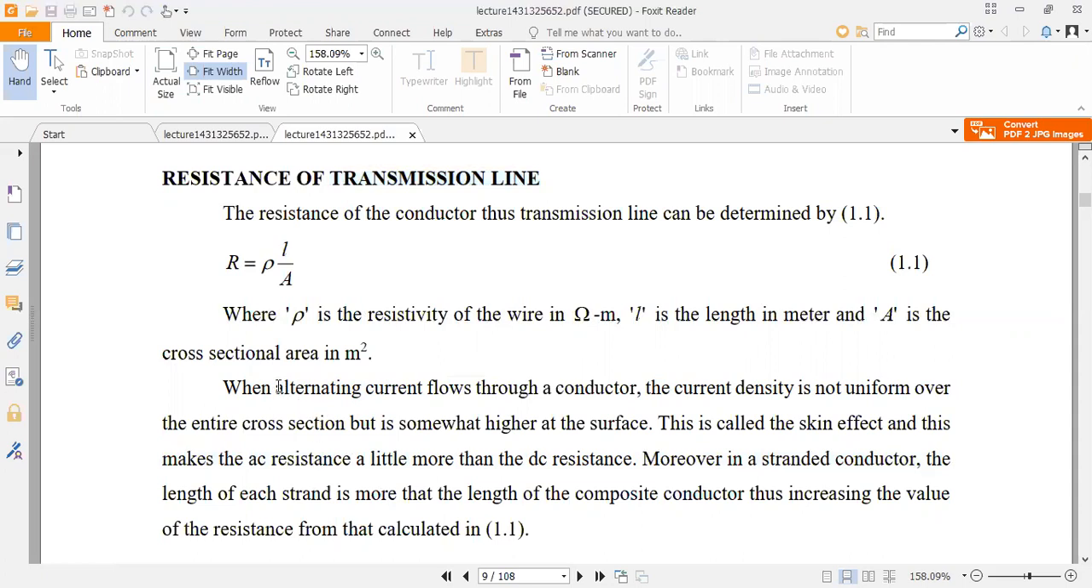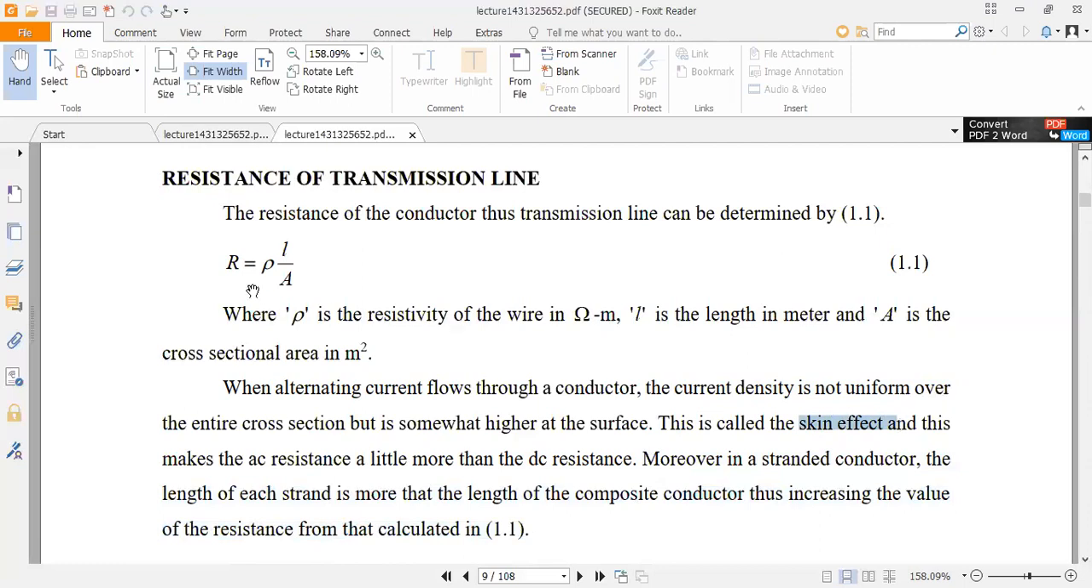So AC current produces the skin effect, and the skin effect creates a current density that is not uniform over the entire section. Moreover, in a stranded conductor, the length of each strand is more than the length of the composite conductor, thus increasing the value of the resistance from that calculated. So here is another section, the stranded type conductor. Here I only considered the solid conductor. A solid conductor must also produce the skin effect.